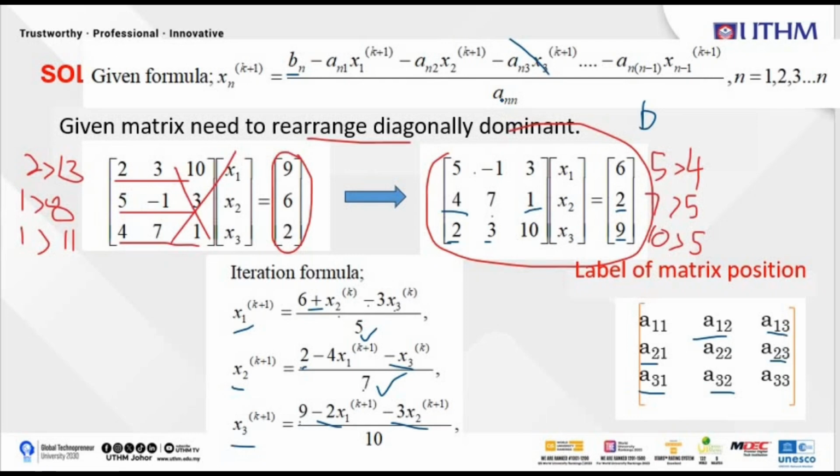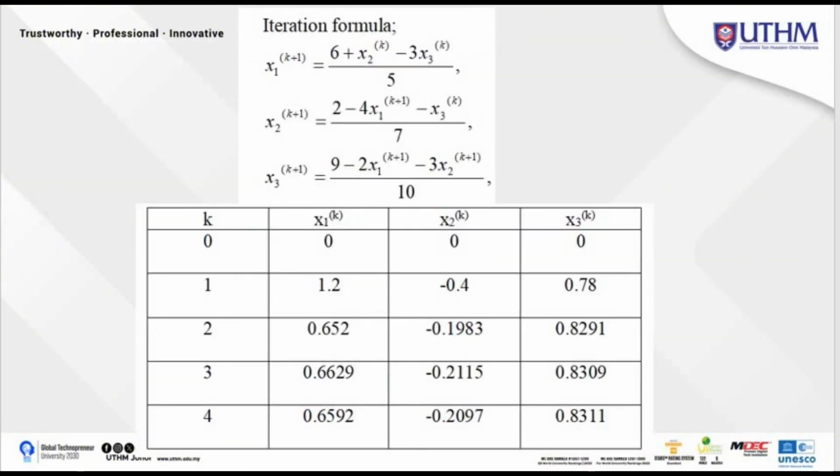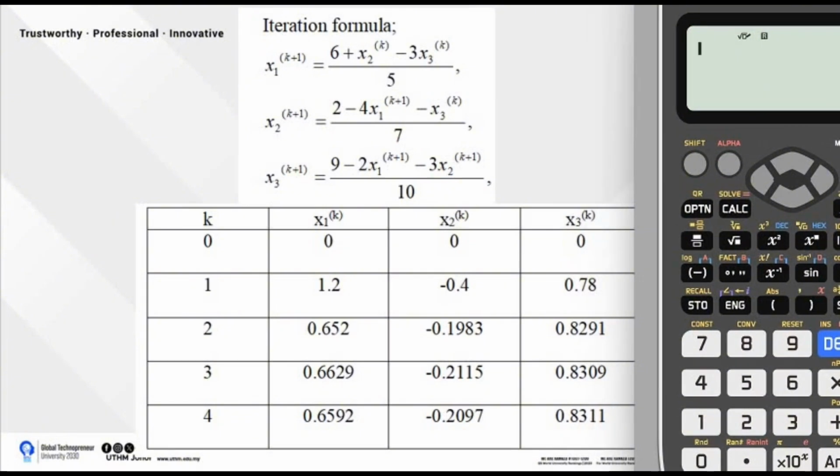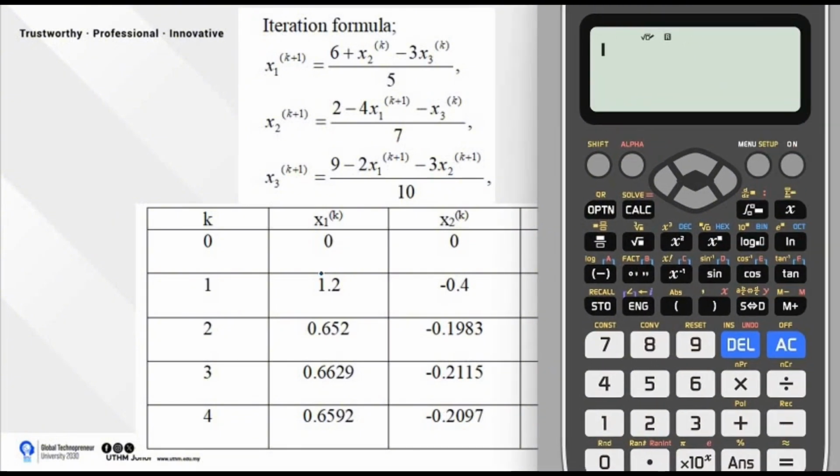Divide by A and N, which is the other number instead of 2 and 3, which is 10. So that's why we write divide by 10. Okay, this is the iteration formula that you need to insert in the calculator. Try to look at the others. In the question, they already stated the first iteration, we will start with 0, 0, 0.